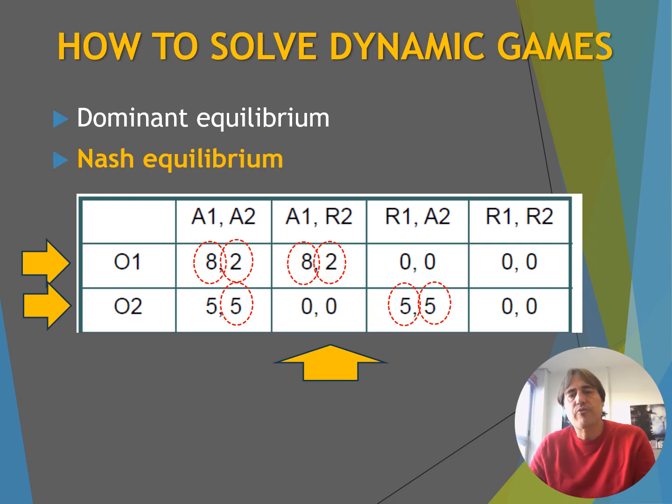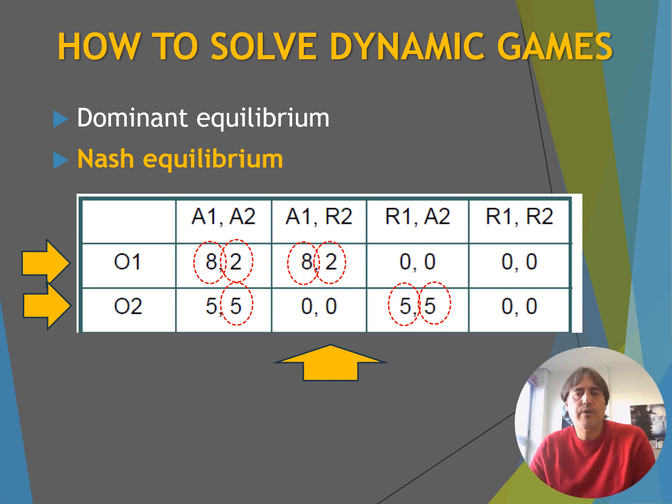There are three strategy vectors that can be equilibria here. The first one, O1, A1, A2. The second one, O1, A1, R2. And finally, the third one, O2, R1, A2. Let's use this example to introduce a new concept.